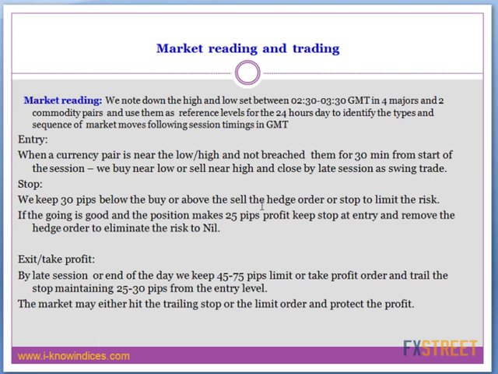So in a loss making position, we use the hedge order to limit the risk 30 pips away from the market. And if the position starts making a profit of 25 pips and above, we keep the stop at entry and remove the hedge order so that there is no risk involved in the trade. Later on, we trail the stop and also keep a 45 to 75 pips limit as the exit order or take profit order. And then once the market comes in our favor, you trail the hedging or you trail the stop and also move away the take profit order in order to maximize the profit. So we minimize the risk and reduce the risk to nil and maximize the profit.